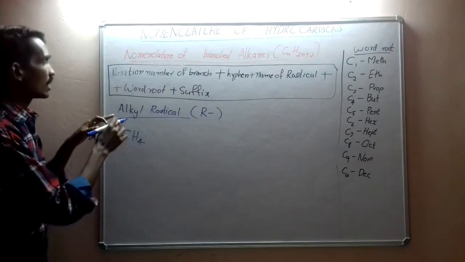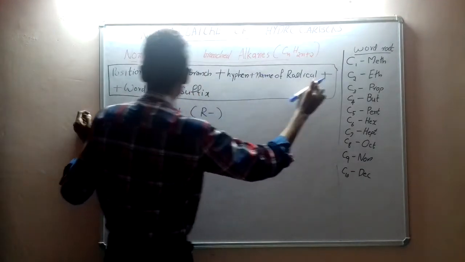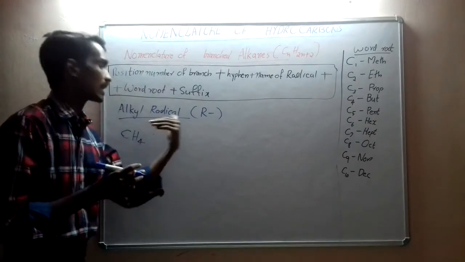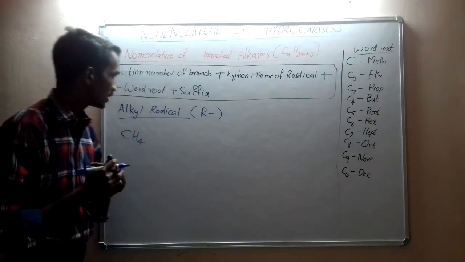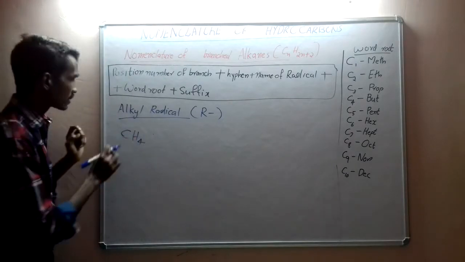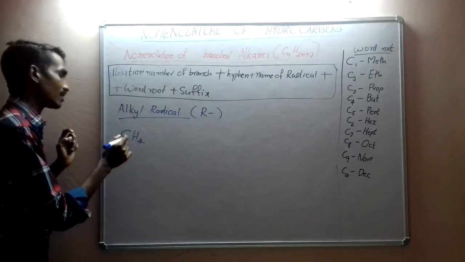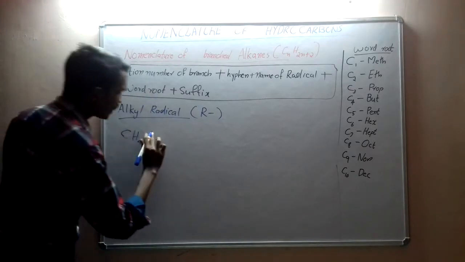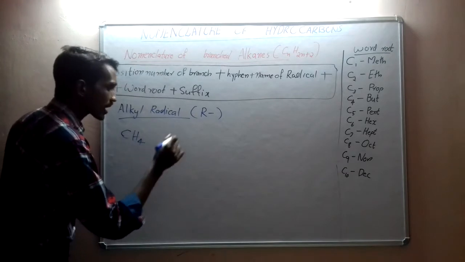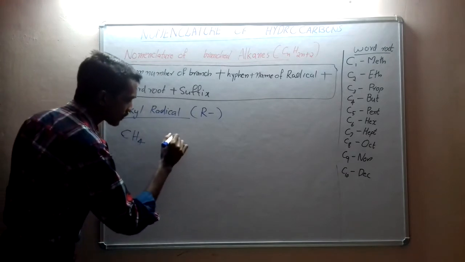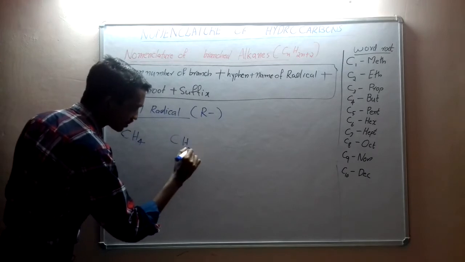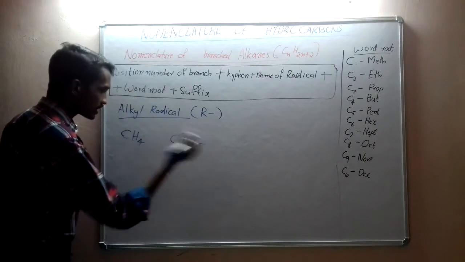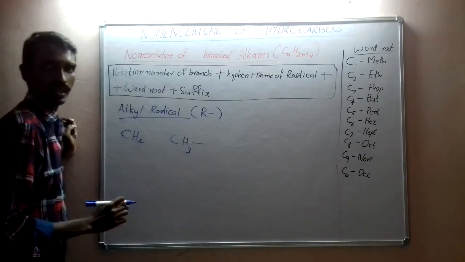Okay, here name of radical means the name of an alkyl radical. So what is alkyl radical? Alkyl radical is nothing but, suppose this is an element CH4, we call it methane. Okay, from this methane we remove a hydrogen. So what will happen? CH3 and a hyphen, which means a hydrogen is replaced and a hyphen is put here.